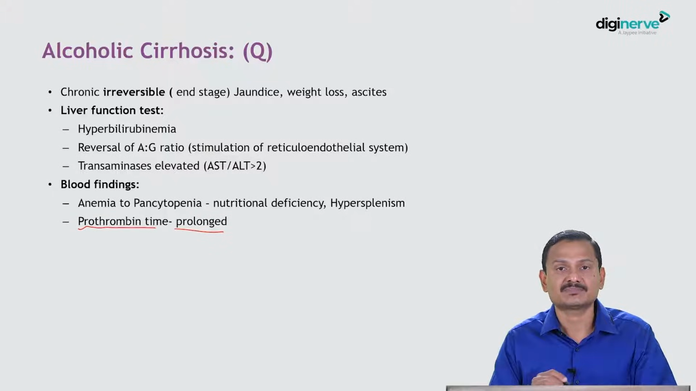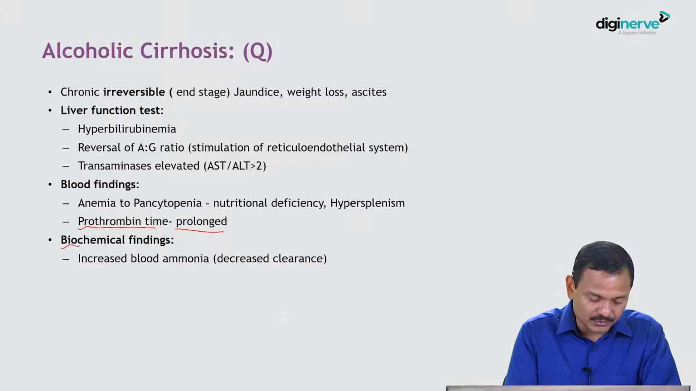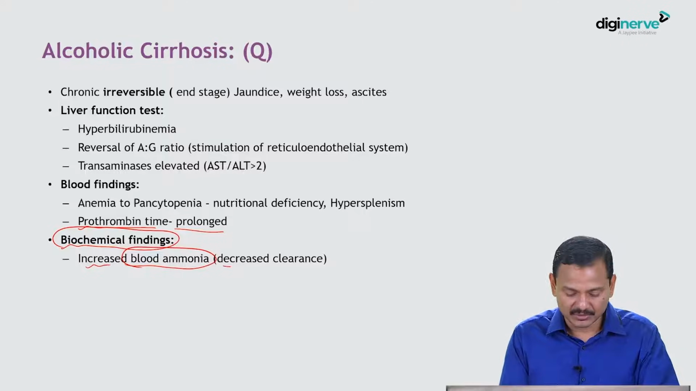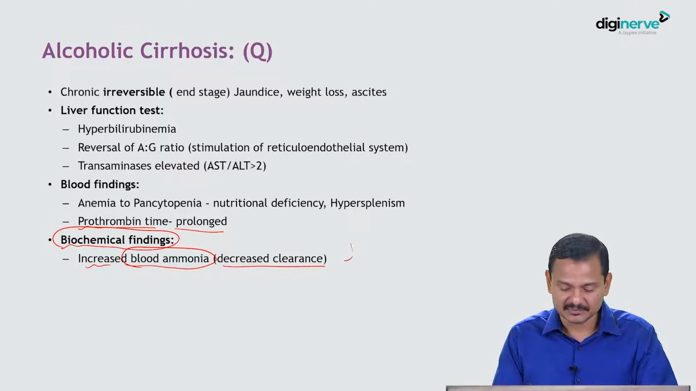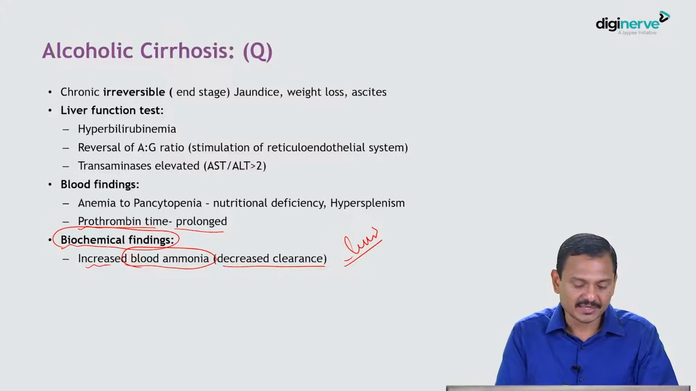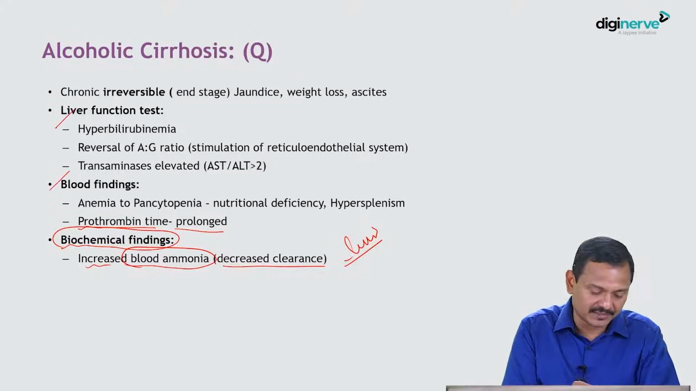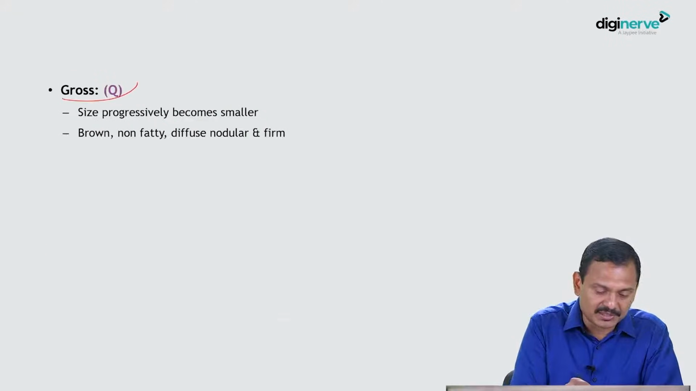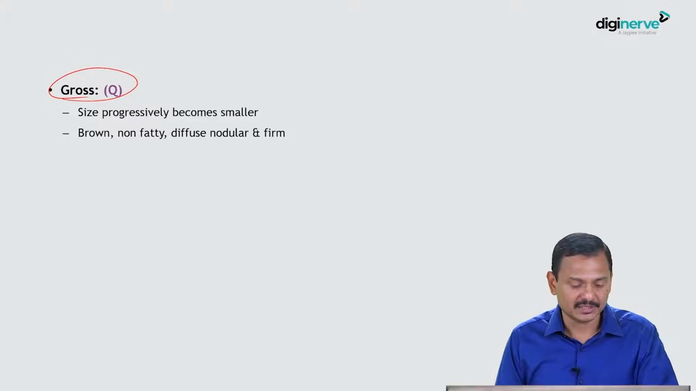Okay, and then you will also have the prothrombin time prolonged, because the liver has by now stopped synthesizing all proteins. And if you do a biochemical investigation, then the increase in blood ammonia will also be there because of decreased clearance by the liver. So these are the liver function, blood finding as well as biochemical finding.